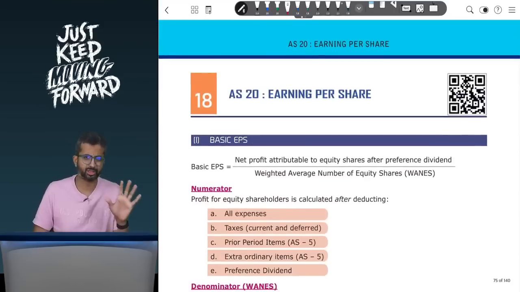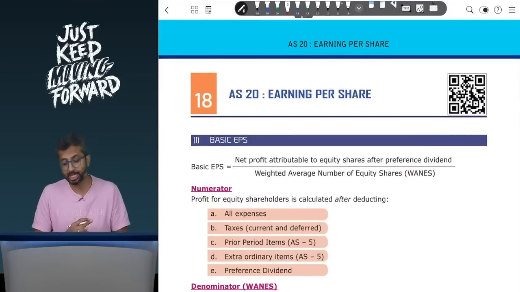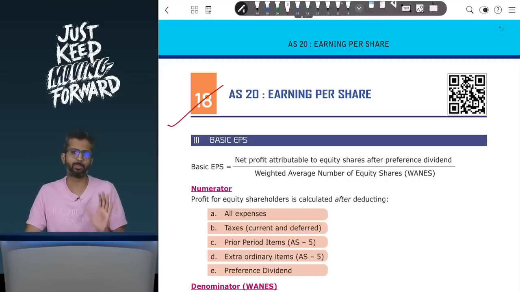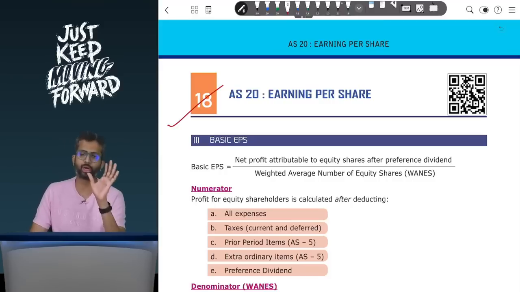Okay, this is a quick overview for AS19, that is on leases. Next you go to AS20, which is on earnings per share, another important standard. EPS is a very important item. In fact, it is one of the only items which is required to be shown on the face of the income statement. There are two types of EPS, basic as well as diluted. Both of them have to be shown on the face of the income statement.